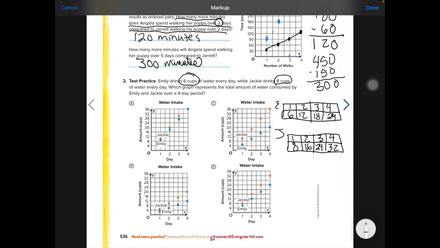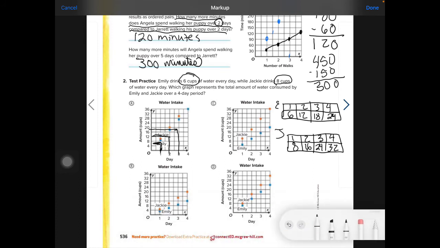We need to look for Emily with a 1 and a 6. So let's just do A right here real fast. Emily comes over here is 1, and 6 would be right about there. I'm not so sure if that works. Let's try the 2 and the 12. I'm not seeing anything there. Let's try 3 and 18. Not really. So I would say number 1 is really not doing it for me. I'm not getting the same coordinates as what they're having here.